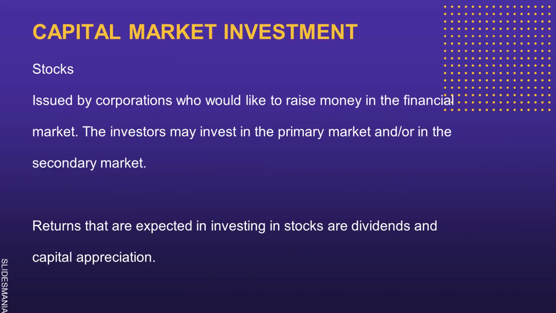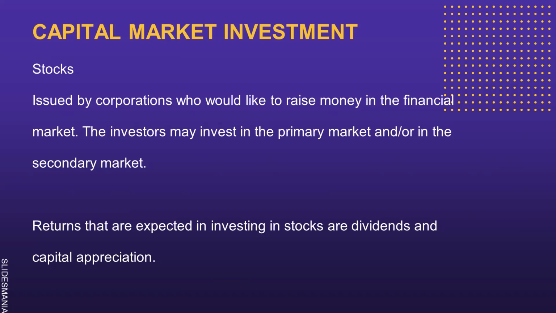Now, stocks, these are issued by corporations who would like to raise money in the financial market. The investors may invest in primary market or in the secondary market. Now, simply say stocks is your certificate of ownership. So when you buy a stock, say for example from Jollibee, you're technically an owner of Jollibee, but not necessarily majority. So you're an owner as to the number of shares you own of Jollibee. Now, the returns that are expected in investing in stocks are dividends and capital appreciation.